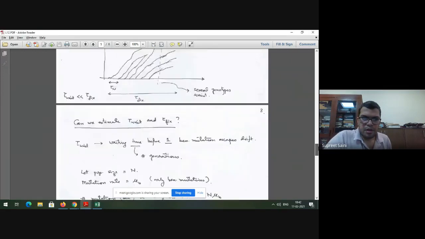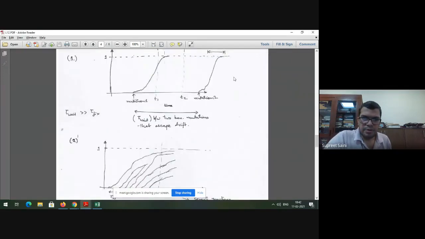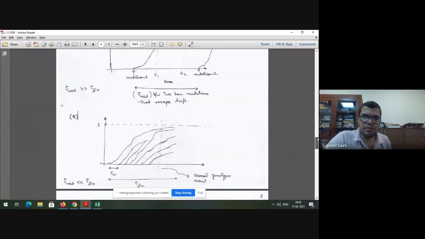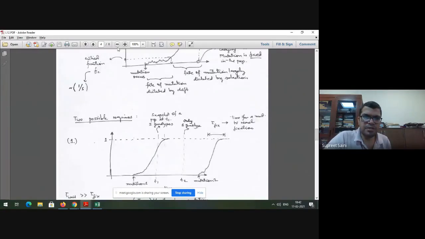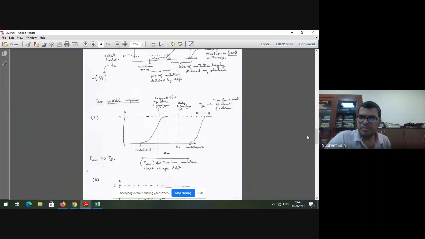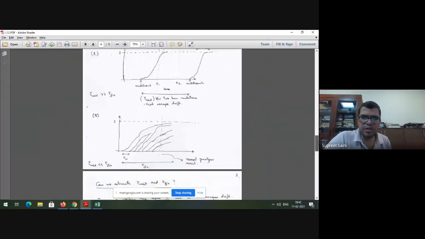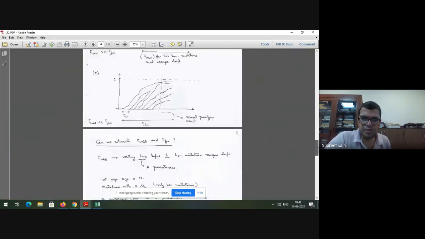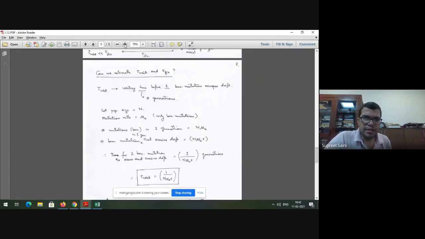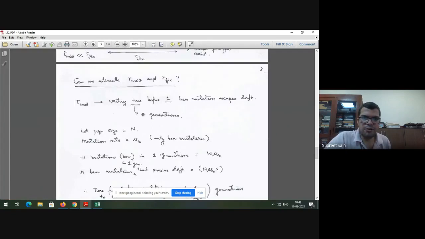Okay, so we want to get an estimate of tau wait and tau fix and see which one is more representative of what happens in a bacterial culture undergoing evolution in a chemostat. Is it progressing like this or this? So for that purpose, we want to estimate tau wait and tau fix.